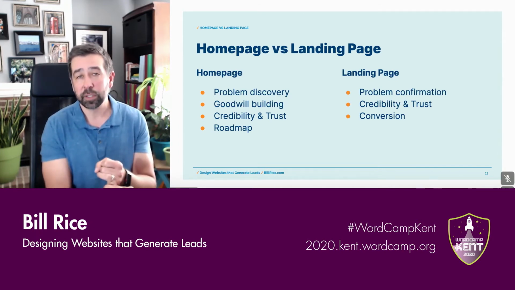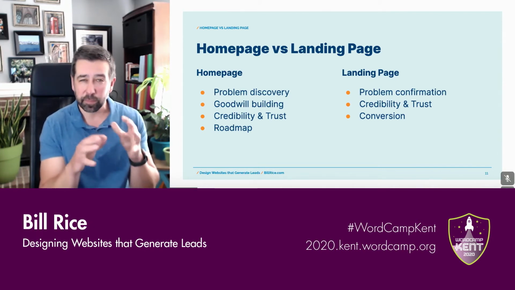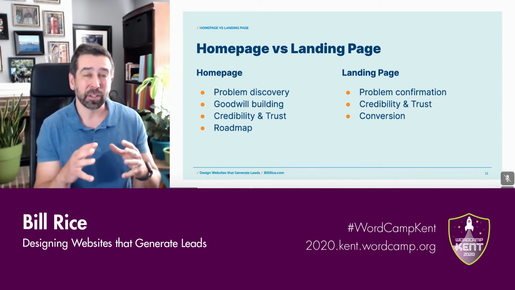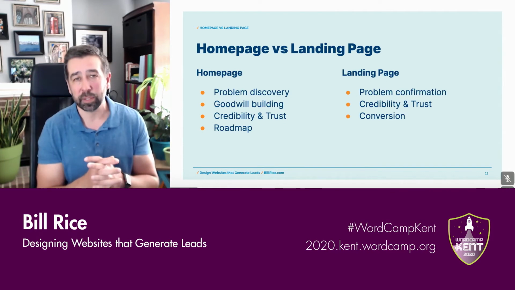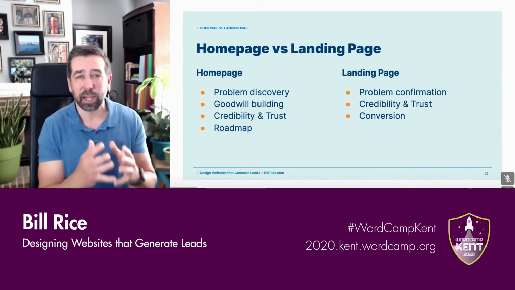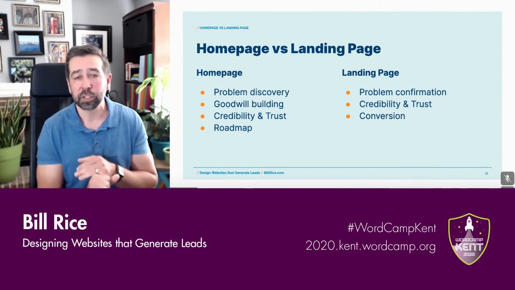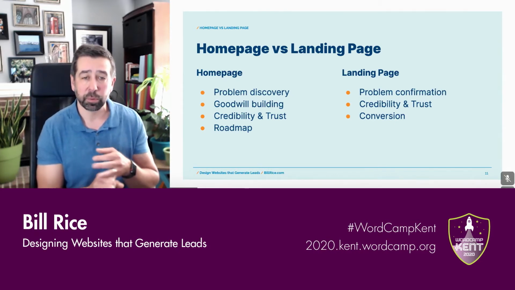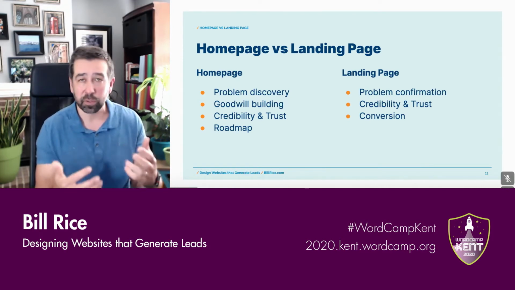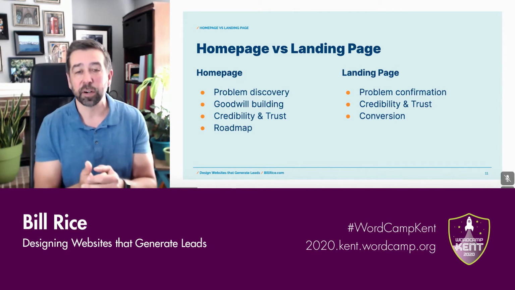Problem discovery. They're trying to work through their problem. They may not even know what their problem is yet. They've got some curiosity, or a pain point, but they haven't defined it yet. So the homepage can help them discover that, and through that we're building some goodwill toward the company. The credibility and trust always has to be there online because we don't get physical face-to-face interaction.